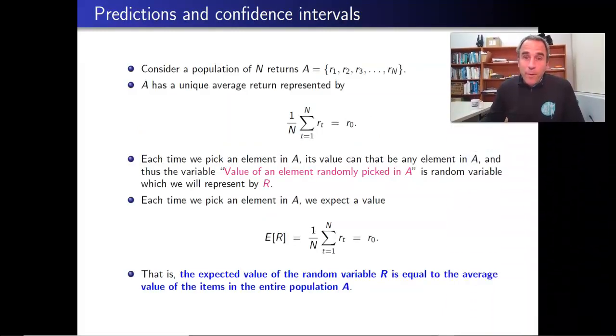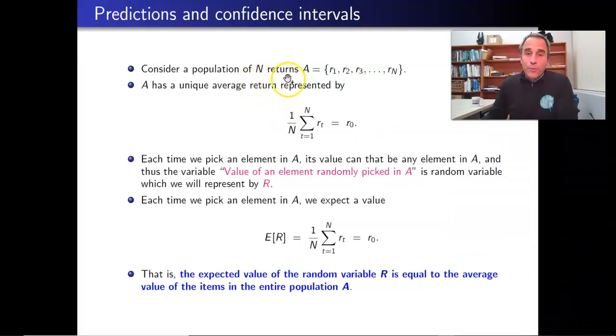Now, we have a population of capital N returns, which we represent by the letter A: return 1, return 2, return 3, and so on to capital N. N could be a huge number, such as the return minute by minute of the stock market since 1885. So that's a huge data set.